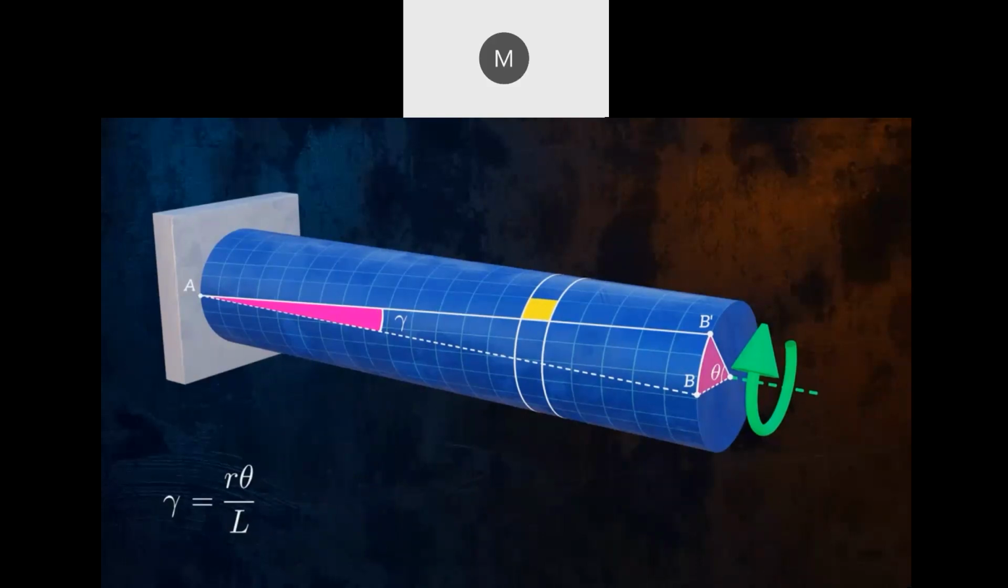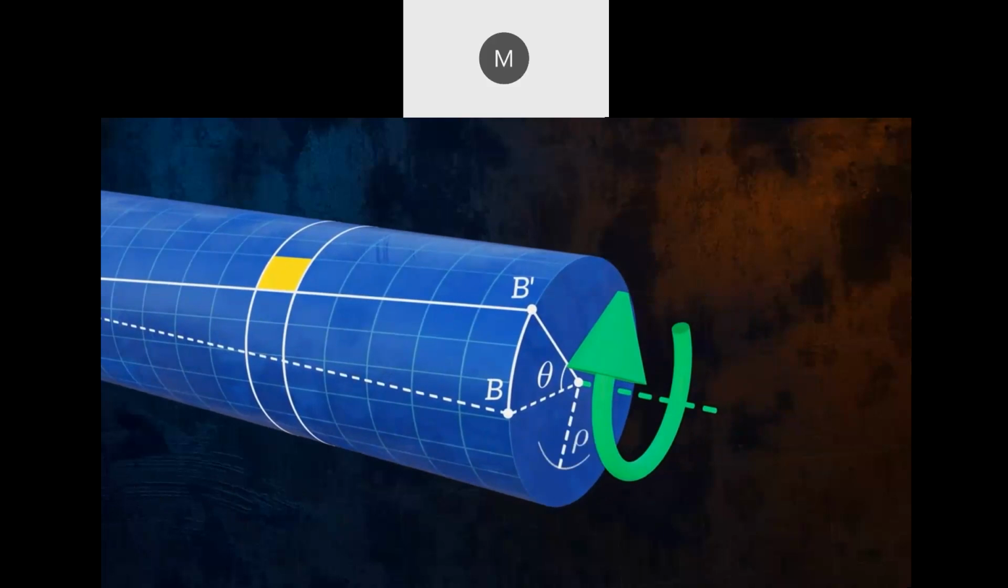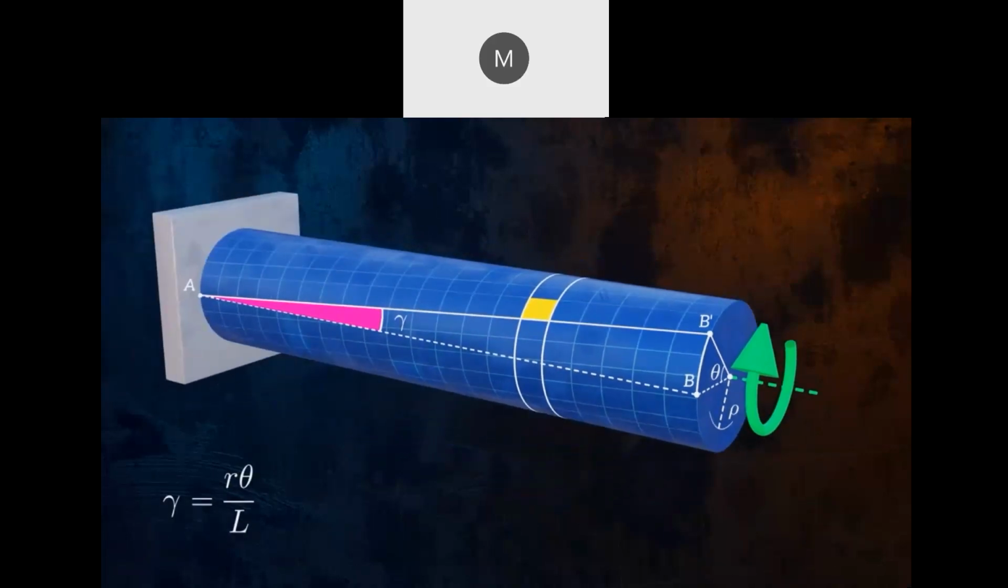This is actually only an equation for the shear strain on the surface of the bar. But what about inside it? It turns out that the shear strains increase linearly with the distance from the center of the cross section. So if we define rho as the radial distance from the center of the cross section, we can replace r in this equation with rho, to give us an equation we can use to calculate shear strain due to torsion at any point within the bar.